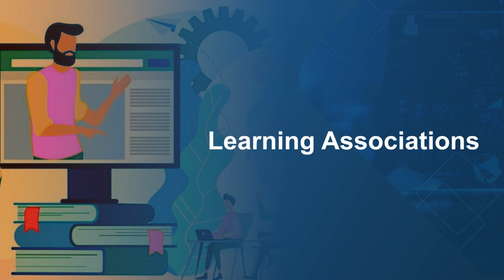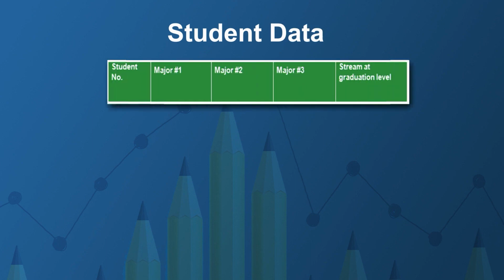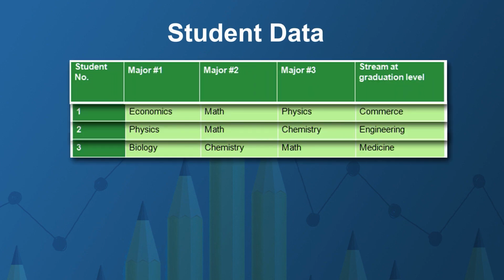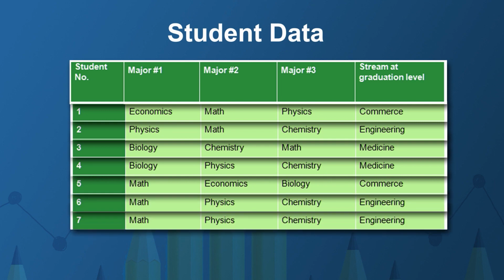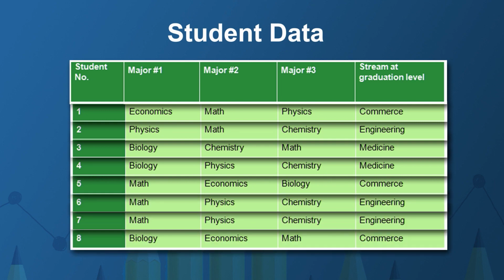Let us start with learning associations. Quite often, large databases contain hidden knowledge which is very much useful in decision making. Such knowledge exists in the form of associations implicitly existing among the attributes. As an instance, let us consider a small database on a few students showing the three major subjects taken at higher secondary level and the stream they have chosen at graduation level.